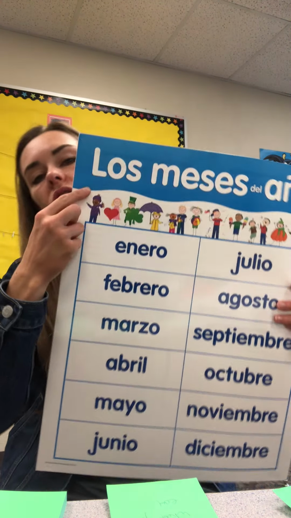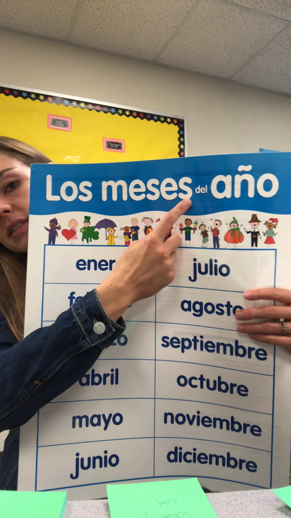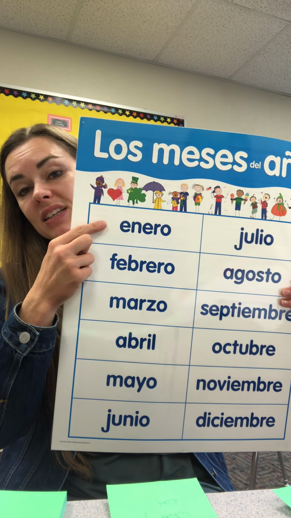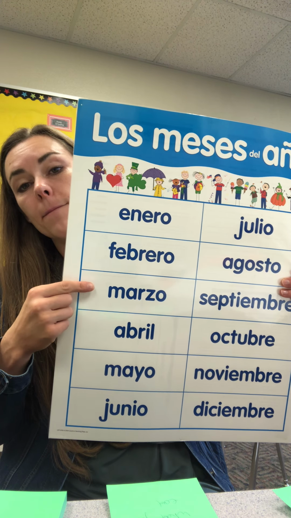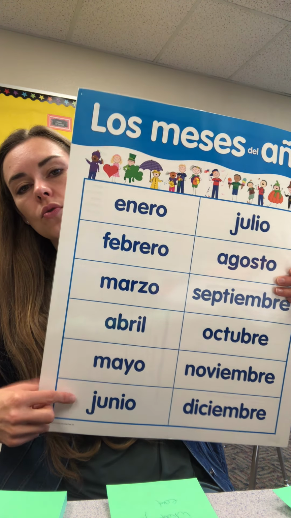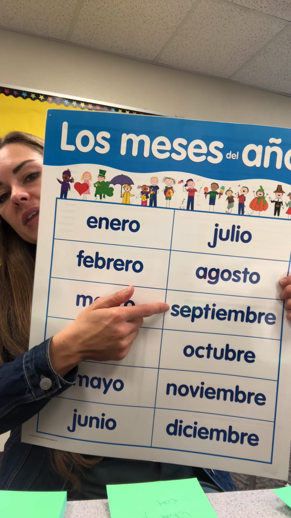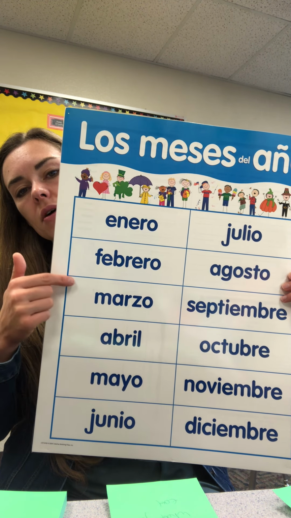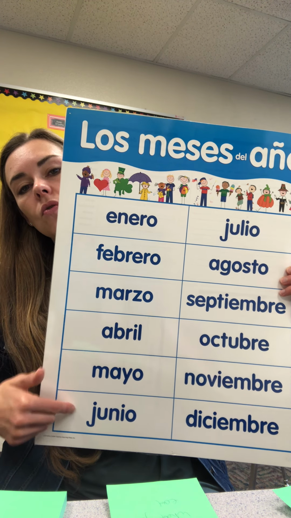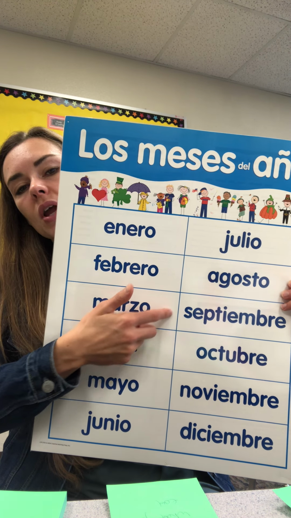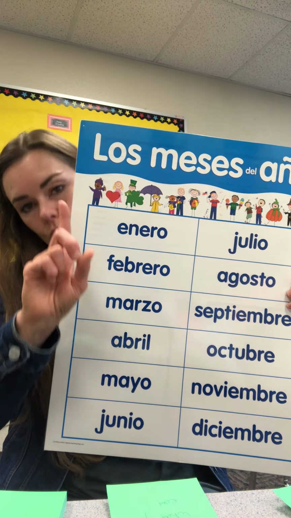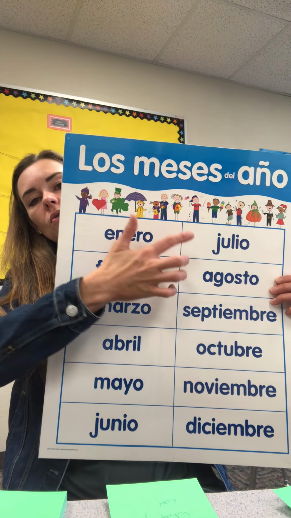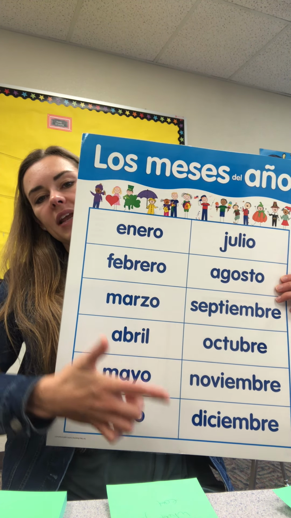Vamos a repasar los meses del año. ¿Qué significa los? The. Meses, months. Del, of the. Año es year. All right, vamos a decirlos juntos. Let's say it together. Enero, febrero, marzo, abril, mayo, junio, julio, agosto, septiembre, octubre, noviembre, diciembre. Otra vez. Una vez más.